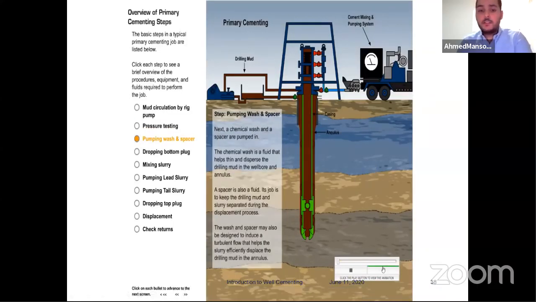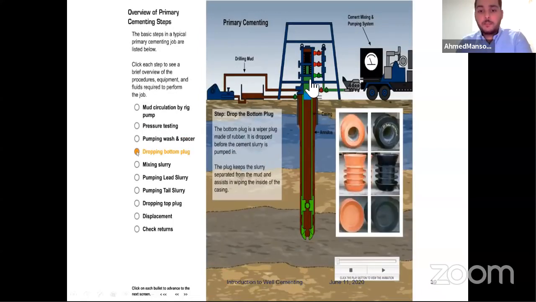drop the bottom plug. The bottom plug here, as you can see, this is the bottom plug. The bottom plug is used to prevent any contact or contamination between the mud, spacer, and the cement. We need to always keep the cement without any kind of contamination because this is going to affect the cement property. And after that, we start mixing the cement.